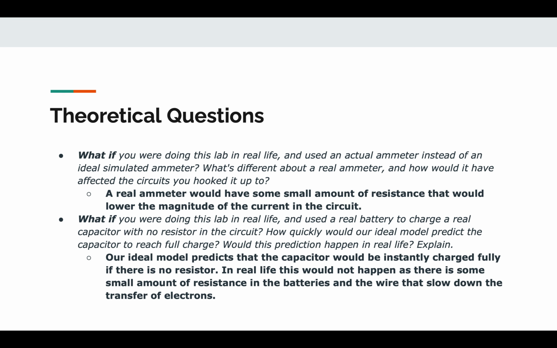What if you're doing this lab in real life and used a real battery to charge a real capacitor with no resistance in the circuit? How quickly would our ideal model predict the capacitor to reach full charge? Would this prediction happen in real life? Explain. So our ideal model would predict that the capacitor would be instantly charged fully if there's no resistor. In real life, this wouldn't happen because there's some small amount of resistance in the batteries and the wire that slow down the transfer of electrons.